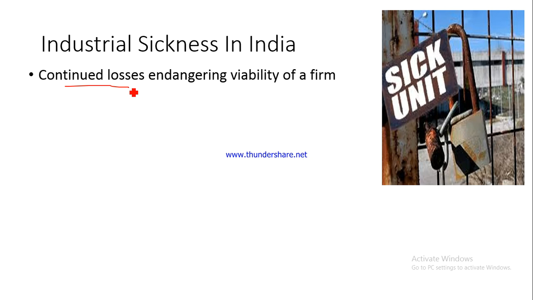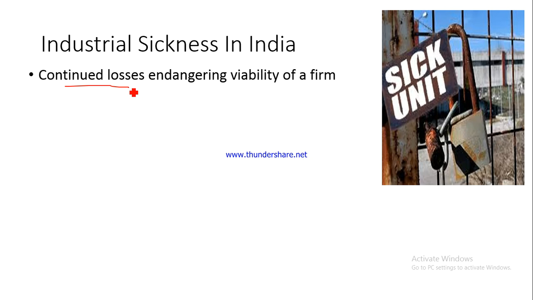Now, please understand that loss in a particular year, or maybe in 2 or 3 years in a row, may happen because of various developments in the economy. For example, if you talk about the 2020-21 financial year, many industries incurred losses. The reason was that there was the corona pandemic, because of which most of the economic activities had to be shut down. So that is perfectly fine.